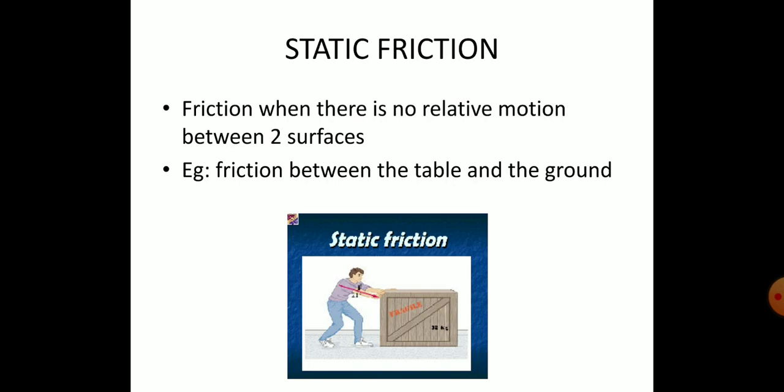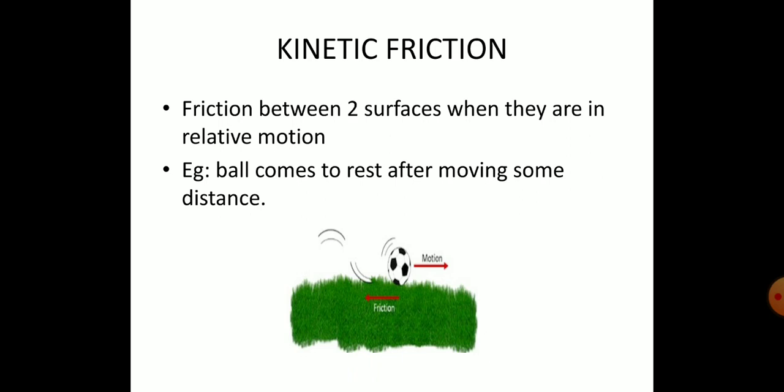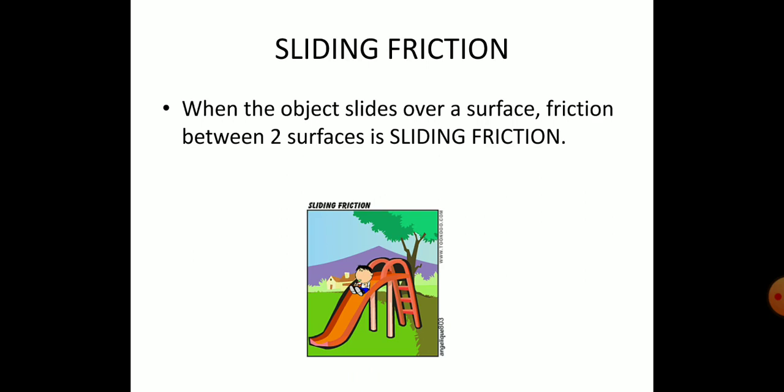Next, kinetic friction: the friction between two surfaces when they are in motion. The ball comes to rest after moving some distance. You can see that in the example. The ball is moving in the right side direction. Friction is offered by the ground through the left side. So these two forces will act and the ball will slow down.